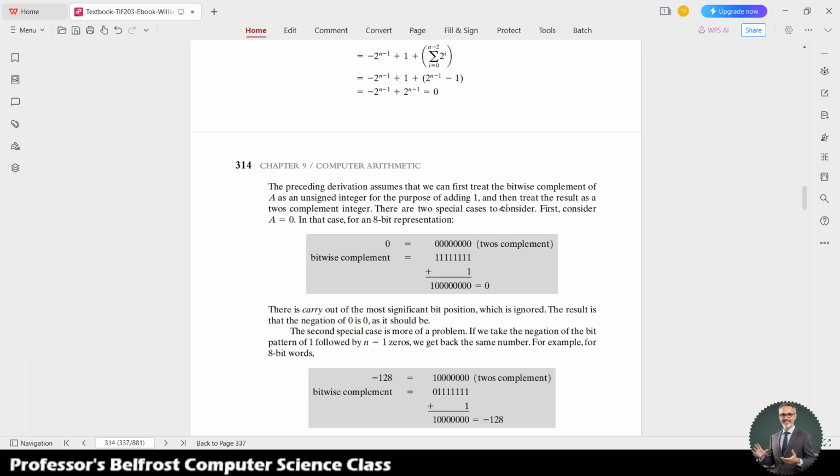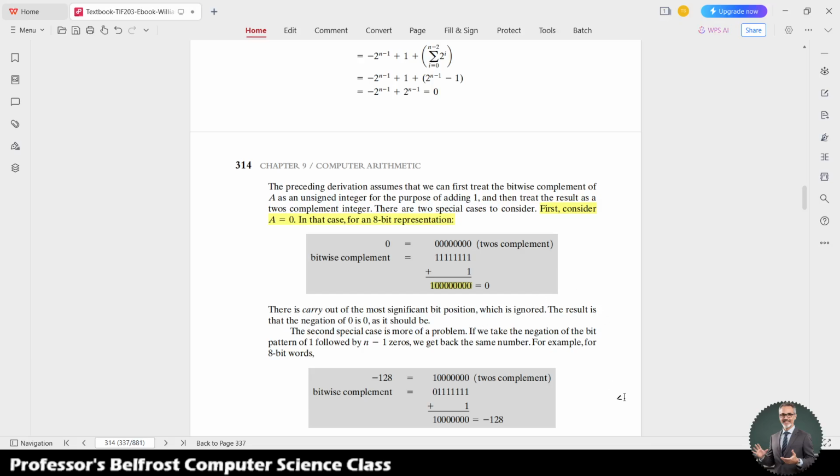So here's the first case: consider a equals 0. In an 8-bit representation, 0 is 0 0 0 and so on. If we complement it we get eight bits of 1, and if we add 1 they overflow. The result is 0, so there is a carry out of the most significant bit which is ignored, and the result is that the negation of 0 is 0, as it should be.